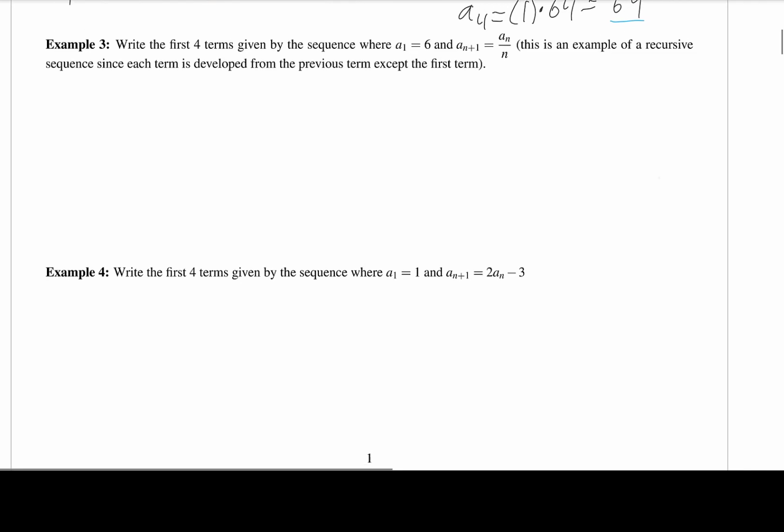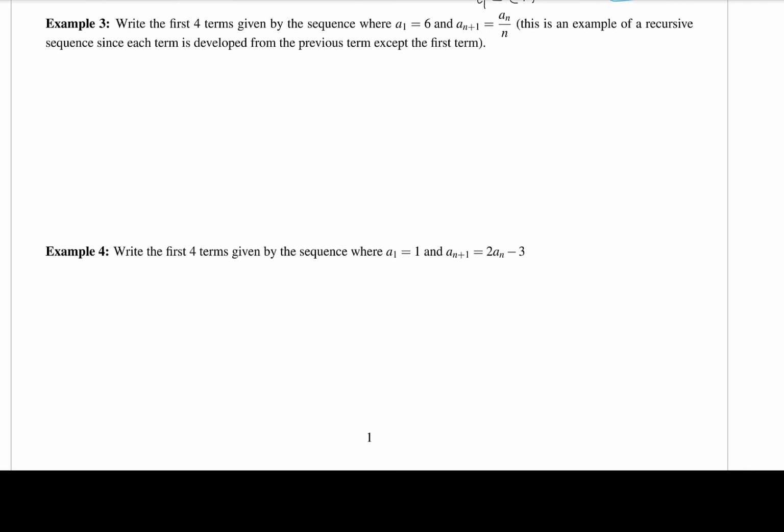In example 3, we're given a different type of sequence. We want to find the first four terms. Well, the first one, A1, is given to us. So we'll have A1 equals 6. Then to find A2, we use this formula right here. So notice that A2 is going to be equal to, this is the same thing as saying A1 plus 1. So this will be our n value. So we should have A sub 1 over 1. So this is 6 over 1, which is 6.